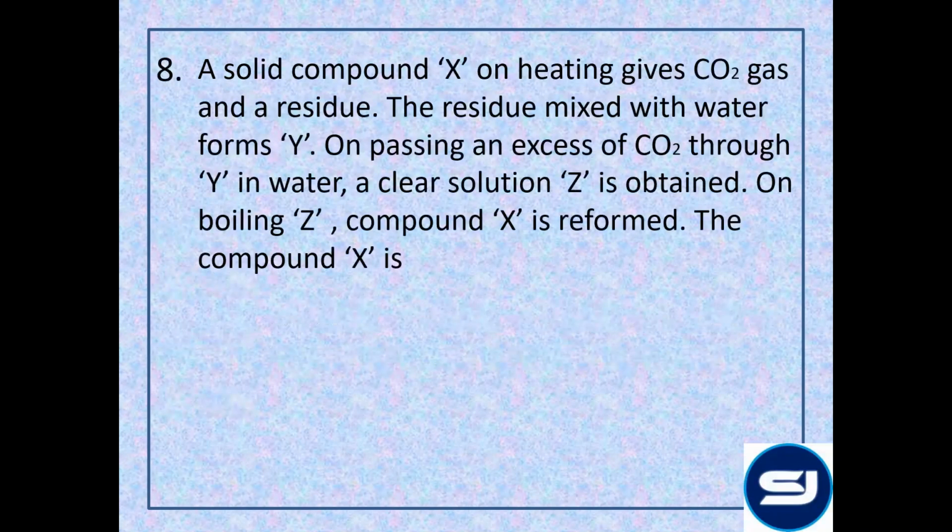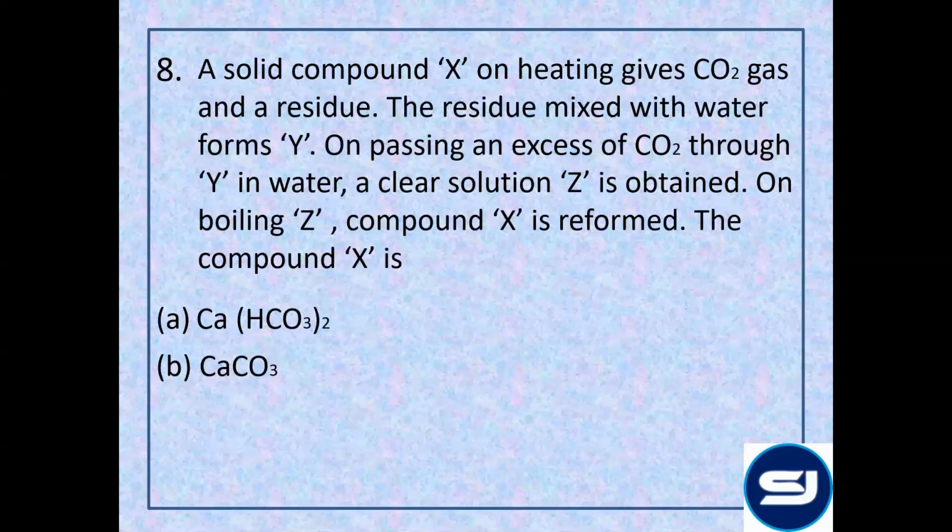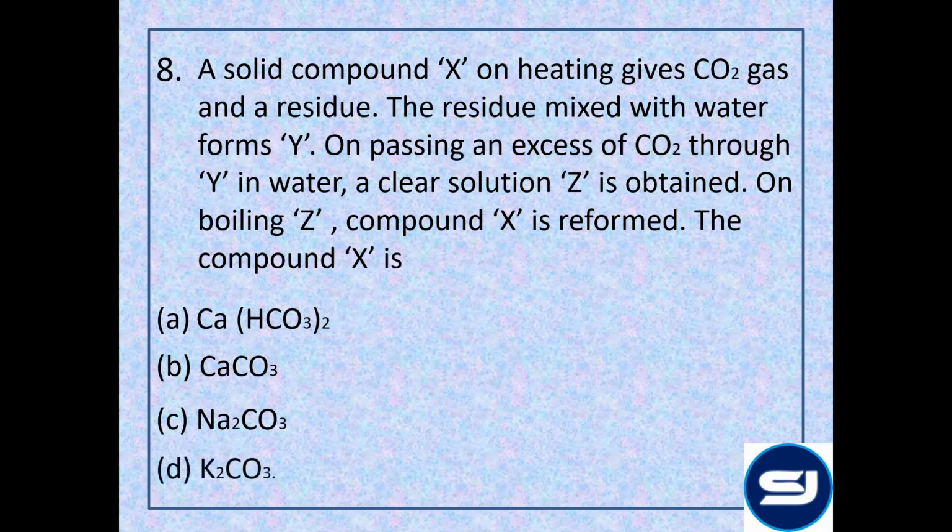A solid compound X on heating gives CO2 and a residue. The residue is mixed with water, forms a Y. On passing an excess of CO2 through Y in water, a clear solution Z is obtained. On boiling Z, compound X is reformed. The compound X क्या हो सकता है?